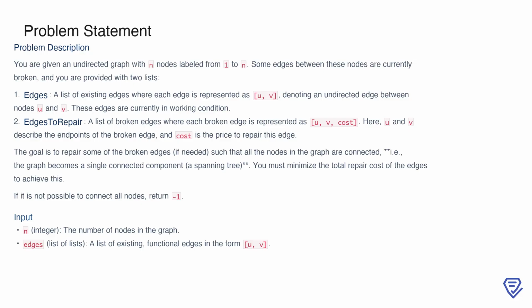The second list, edges to repair, contains the broken edges. Each broken edge is represented as U, V, cost, where U and V are the endpoints of the edge, and cost is the price required to repair it.